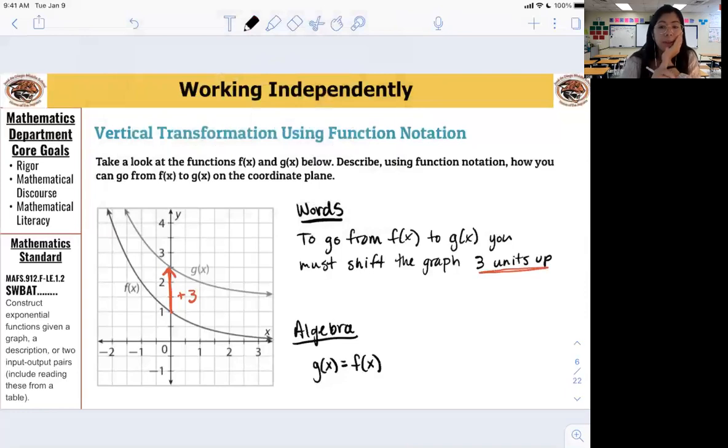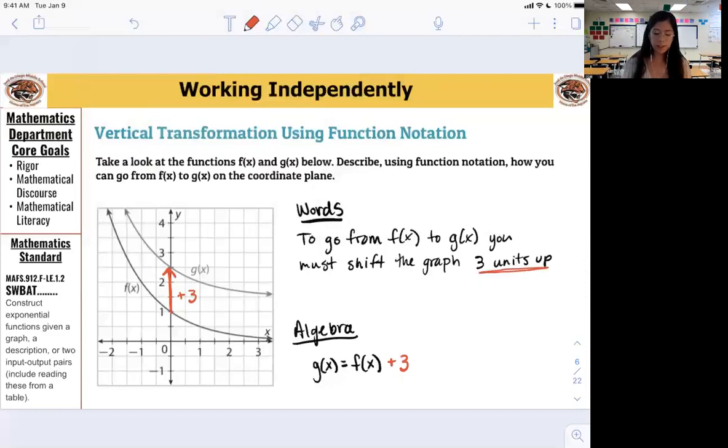Okay, so be careful though, because we take f of x, and physically I'm taking f of x and bringing it where? Up or down? Up. So we're adding 3. So it's f of x plus 3, because you take f of x, you bring it up 3 steps, and that's how you get g of x.